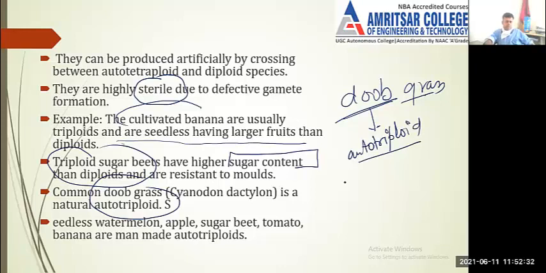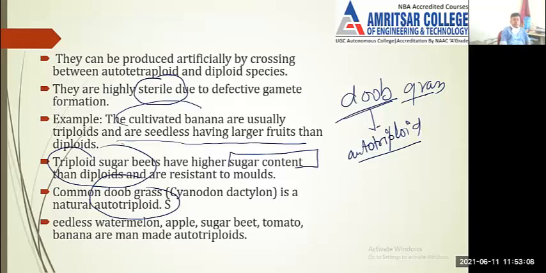Seedless watermelon, apple, sugar beet, tomato, banana, all these are man-made autotriploids. Now you can know the difference between a bigger banana and a smaller banana. The smaller banana is diploid, while the bigger banana is triploid, seedless.